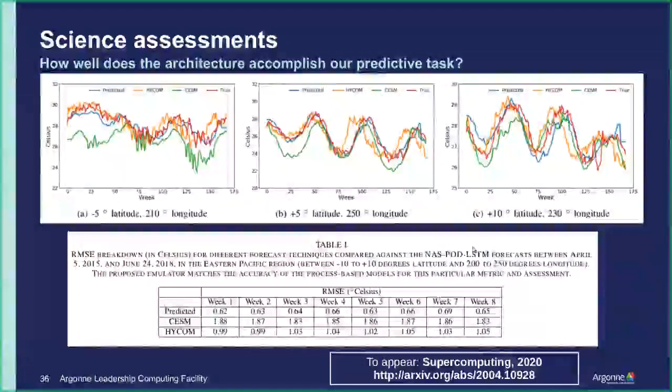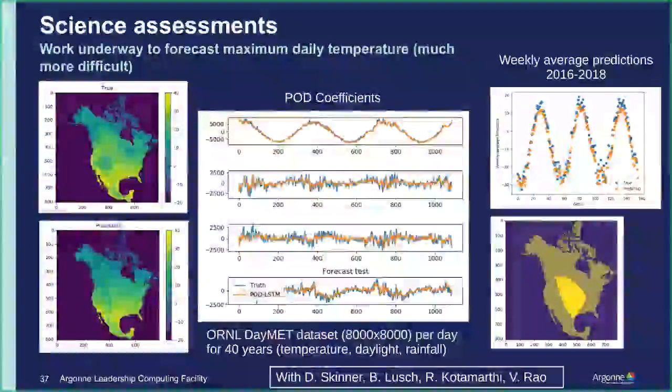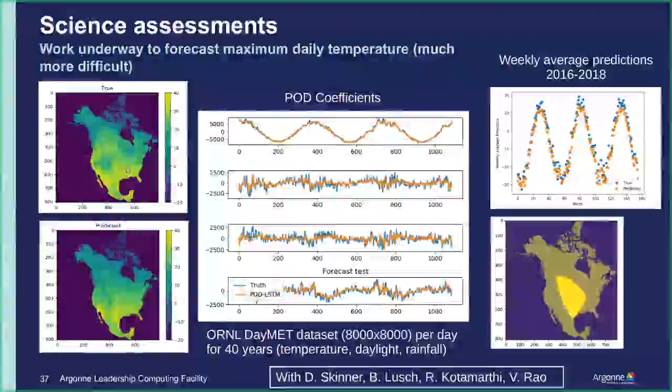Okay, so we are extending this work to much more difficult data sets. So I've been working with a lot of people to try and actually extend this framework to a much more difficult data set, which is the maximum temperature over North America. So this is pointwise maximum temperature.